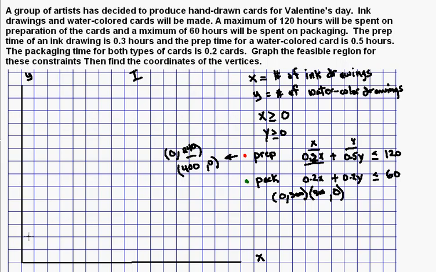Now, if I make my scale, here's 100, 200, 300, 400, 500, 600, and this is 100, 200, 300, 400, 500, 600. So let's put these out here. There's 100, 200, 300, 400, 500, 600. Do the same thing here. 100, 200, 300, 400, 500, 600.